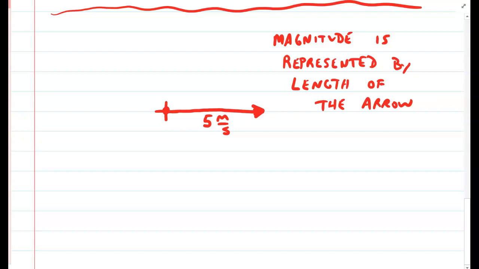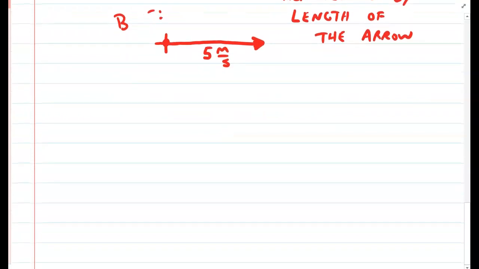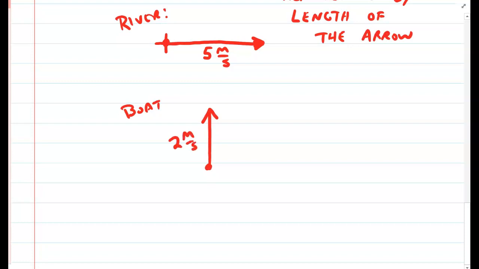So that's the vector. That's the vector I would draw for the boat. Oh, excuse me, that's for the river. Now the boat has a velocity of 2 meters per second that way. Now I drew this arrow a little bit shorter than that arrow.